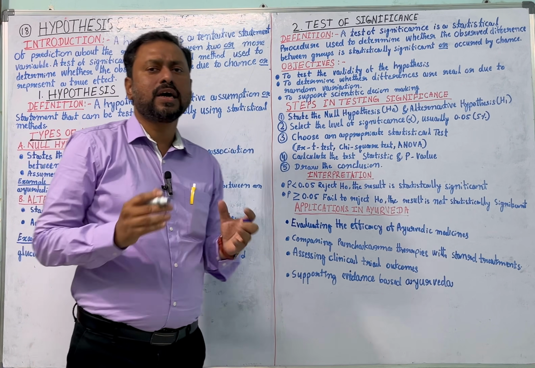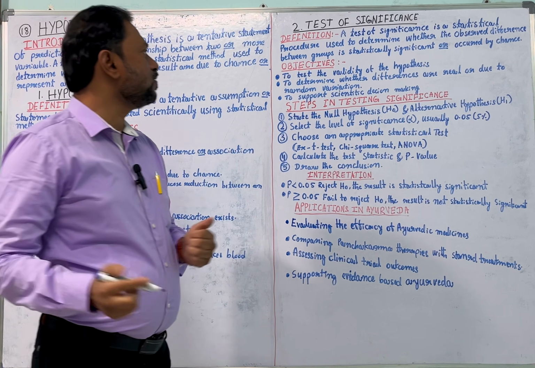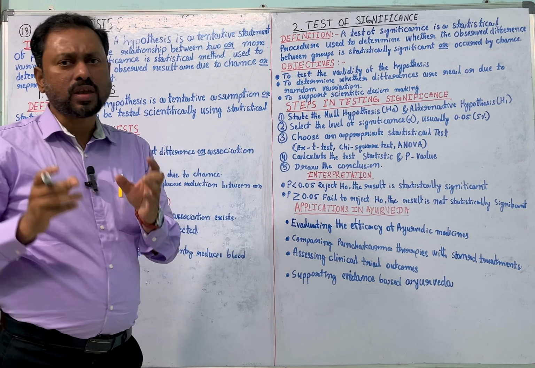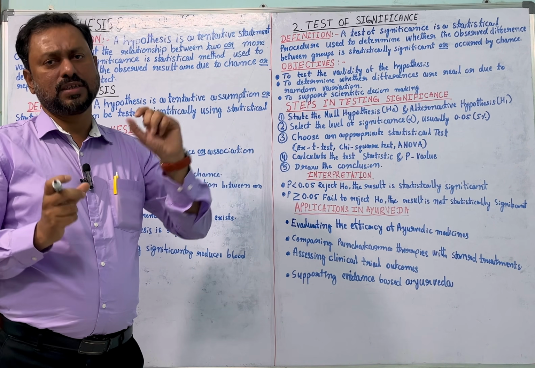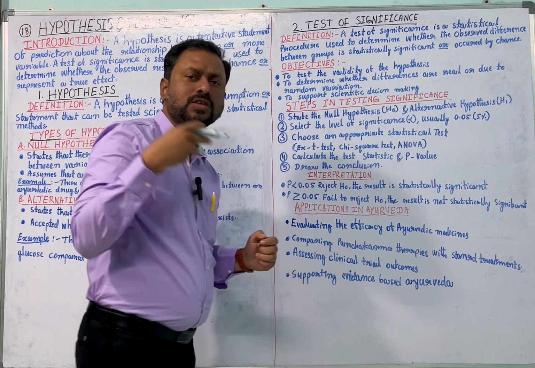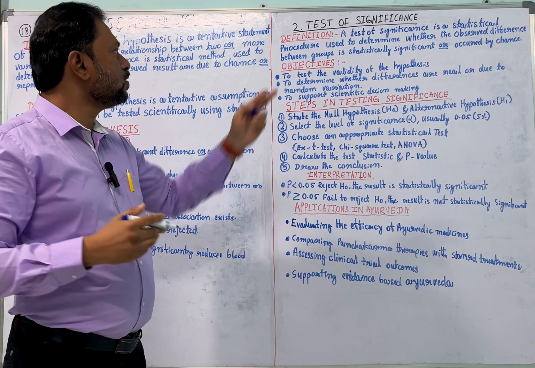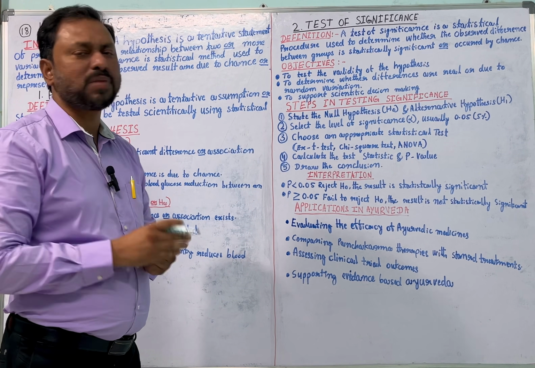Now, what are the objectives? What is the aim and objective of testing significance? The first is to test the validity of the hypothesis. Assuming that our drug is effective in a particular disease, we test whether our assumption or prediction is correct or not, using the test of significance. This is the main objective.